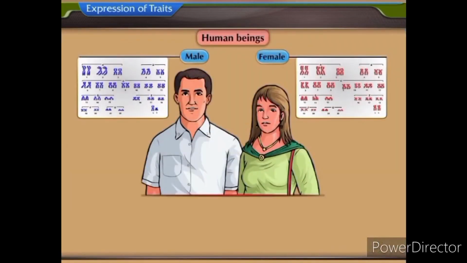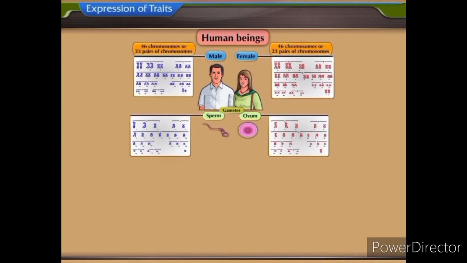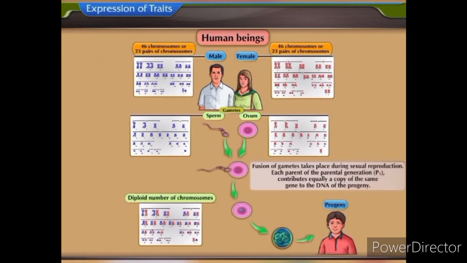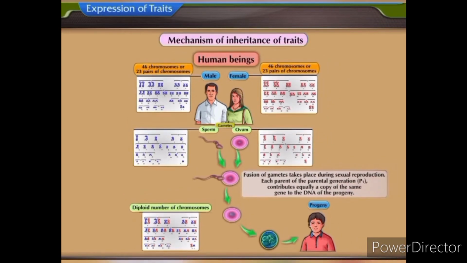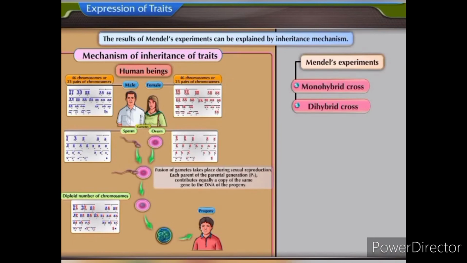In human beings, there are 46 chromosomes or 23 pairs of chromosomes, one from each parent. During gamete formation, the gamete takes one chromosome from each pair. When two such gametes having single set of genes combine together, they restore the normal diploid number of chromosomes in the progeny. This is the mechanism of inheritance of traits. The results of Mendel's experiments can be explained by this mechanism.